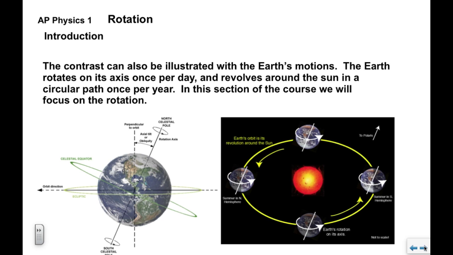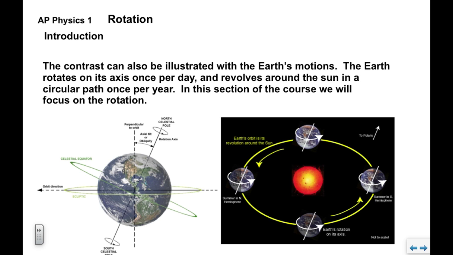We can also illustrate the contrast in the two motions with the Earth's major motions. The Earth rotates on its axis once per day. If you look at the picture here on the left, here is the rotation axis. The Earth spins around that axis once a day. That's the motion we're looking at for the time being.